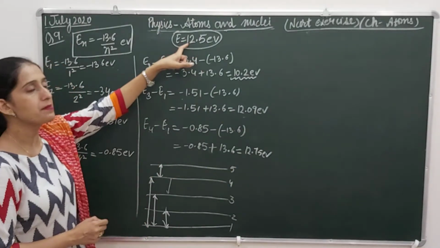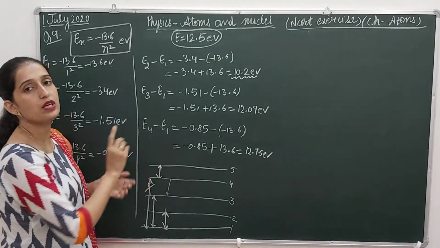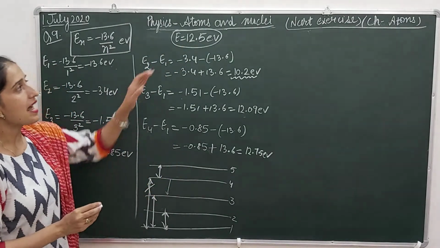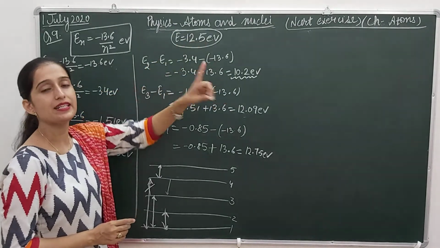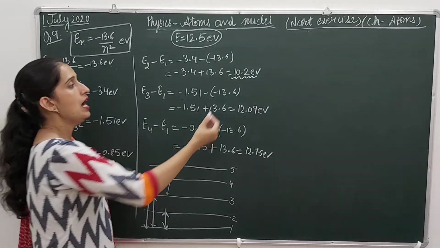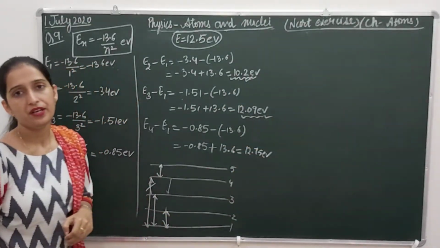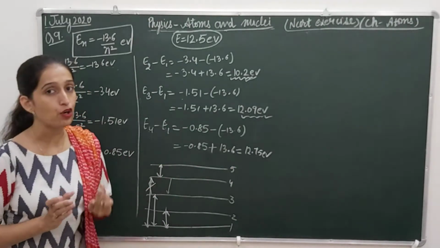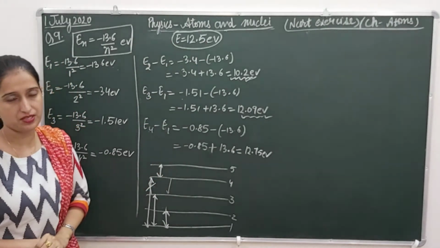But the electron beam has only this much energy. So it can't jump to the fourth level. It has 12.5 electron volts. So the electron can be excited up to either the second level or the third level. To the fourth level it cannot jump because it does not have this much energy.